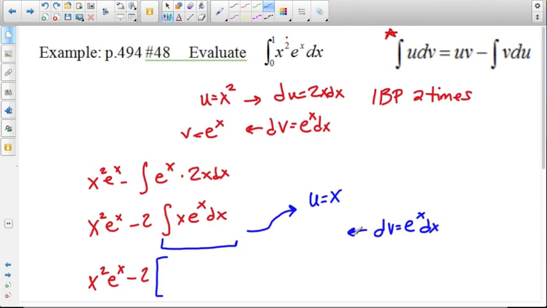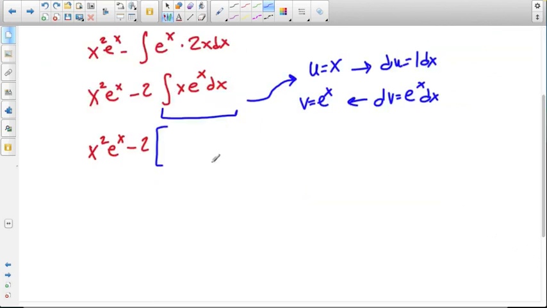So when we integrate our dv, we're going to get e to the x. When we differentiate our u, we're going to get a 1 dx, or just a dx. And so we'll go ahead, u times v is x e to the x minus the integral of v du. So v du is just e to the x dx. You can see that the power of the polynomial has been reduced enough to be eliminated, and we no longer have a product of 2 functions in our integrand.